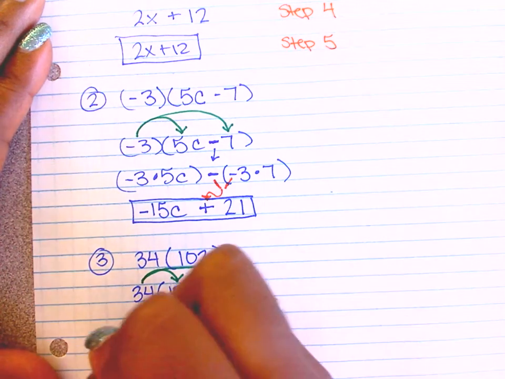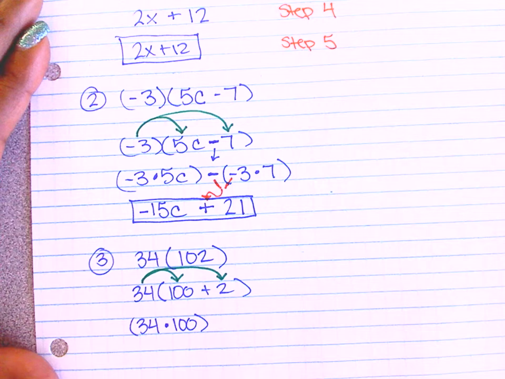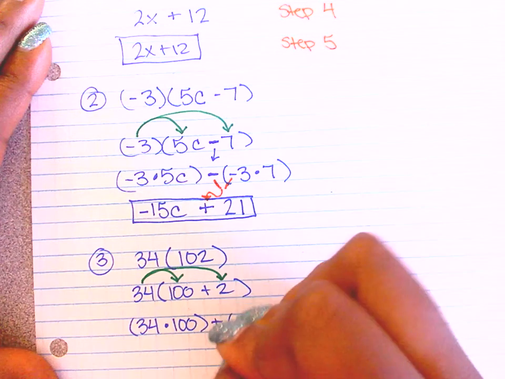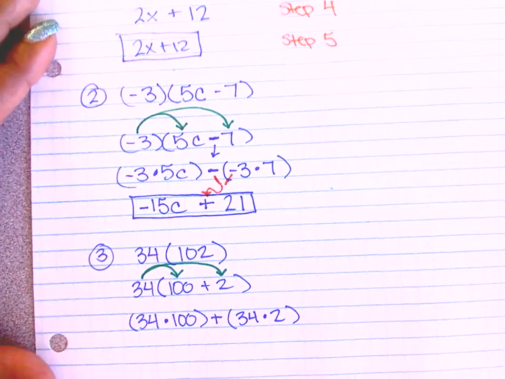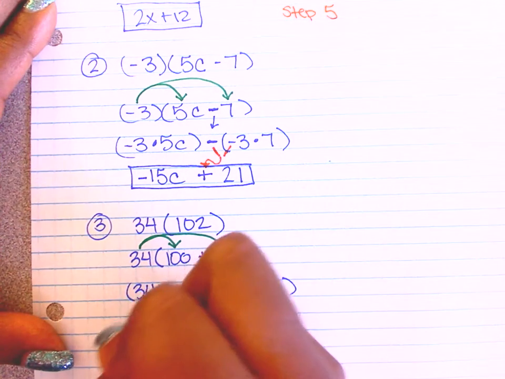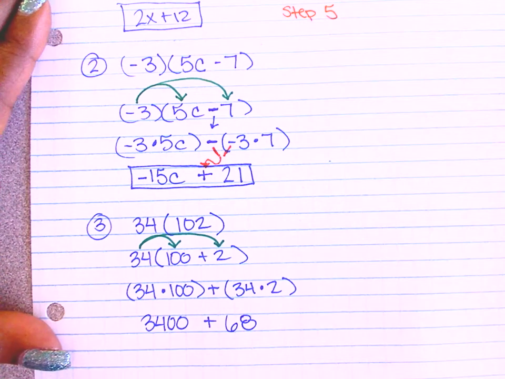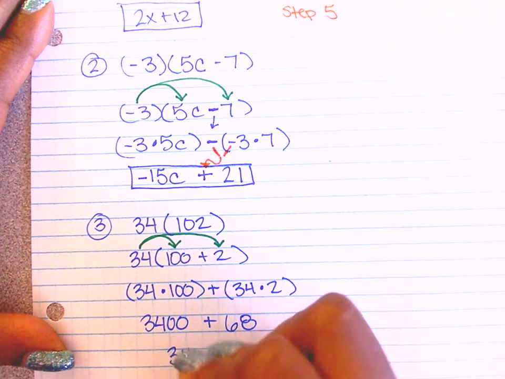So I have 34 times 100. That's my first arrow that I followed. 34 times 100. It's a plus sign. That's what's here. And I follow my other arrow. 34 times 2. So now I have 34 times 100, which is 3,400, plus 34 times 2, which I know is 68. So I know that 34 times 102 is 3,468.